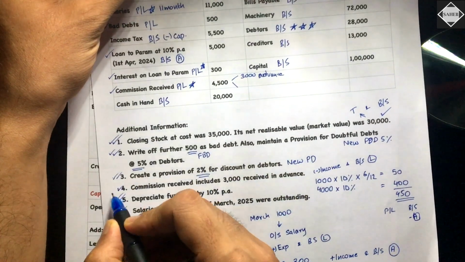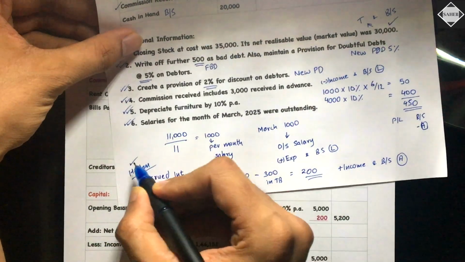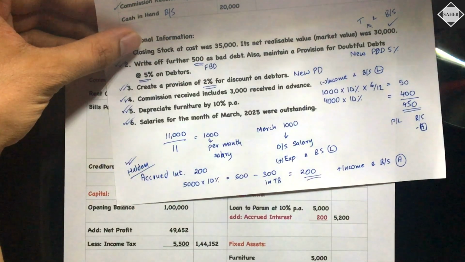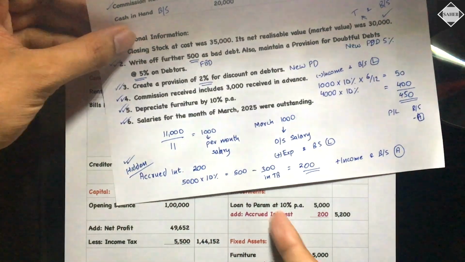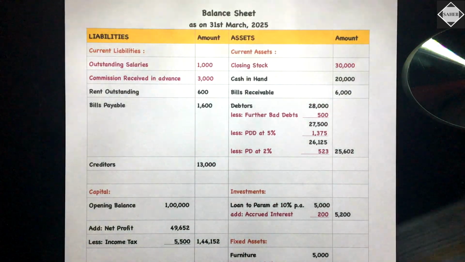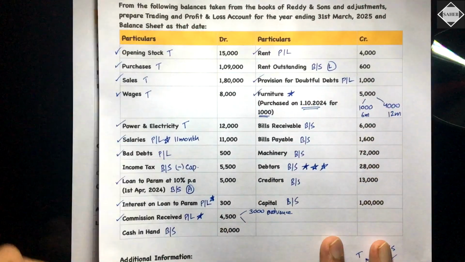Yeah, double tick everything. Yes, commission received also double tick. And then hidden adjustment also double tick you can do here. Yes, isn't it? You have taken it in P&L, accrued interest, and then in balance sheet also you have taken, right? Accrued interest. Okay, fine. Then after this, see what is left. Check for the balance sheet normal items, isn't it?